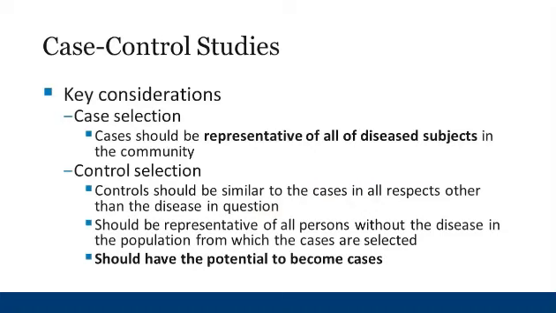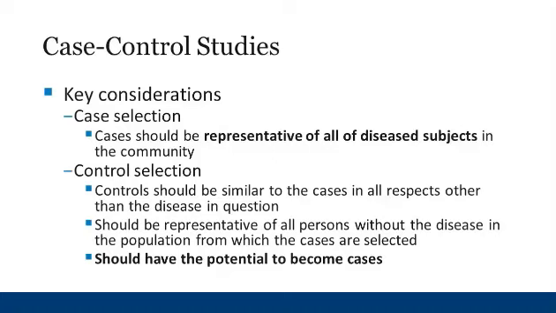One of the key considerations, and I cannot stress this enough for case control studies, is how you select cases and controls. So you'll see this come up a lot, especially with matching and propensity scores, covariate adjustment. The goal that you are looking for is that your cases should be representative of all diseased subjects in the community. So not just cases that were hospitalized with disease or something along those lines. They should be representative of all diseased subjects.